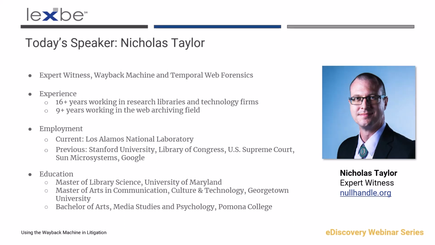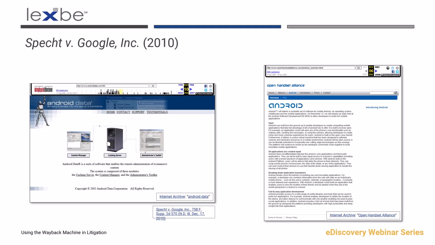Thanks for the introduction, Jeff, and welcome, everyone. In 1998, Eric Specht registered the trademark Android Data for his company providing computer-related services. By 2002, his business had concluded primary operations. In 2007, Google announced the Android mobile operating system in cooperation with the Open Handset Alliance, a coalition of mobile device hardware and software developers.